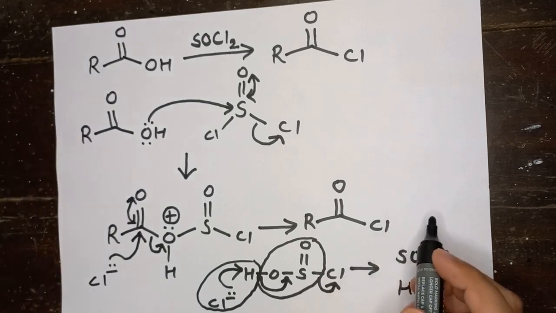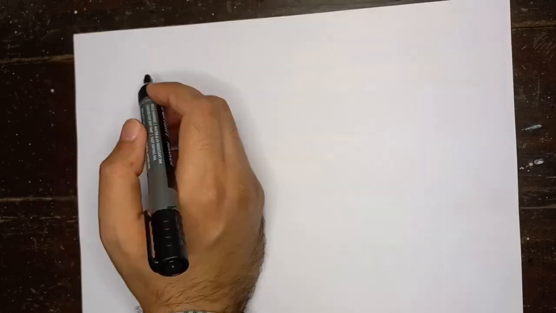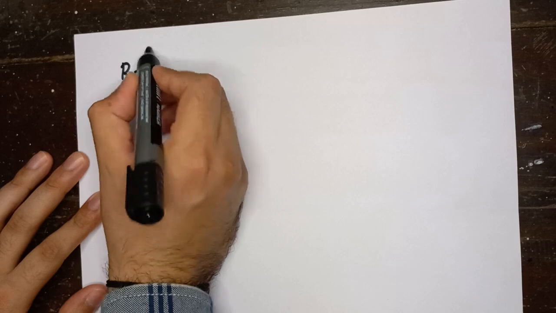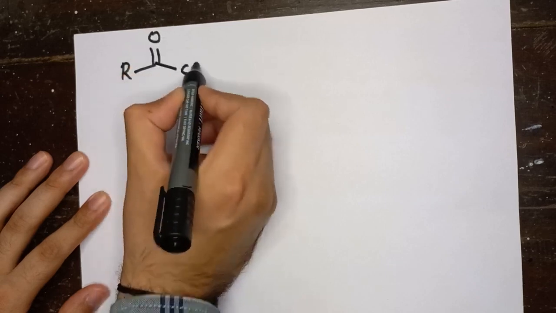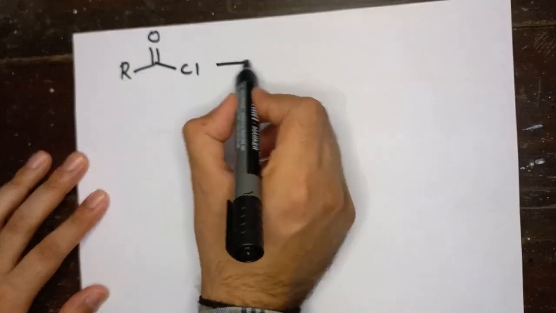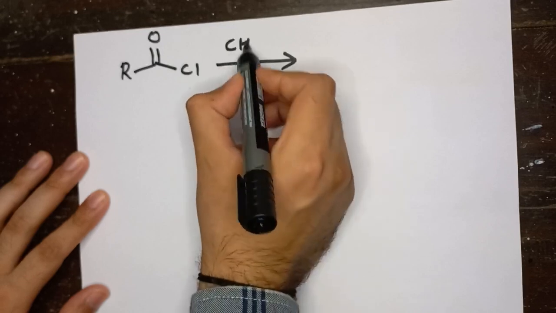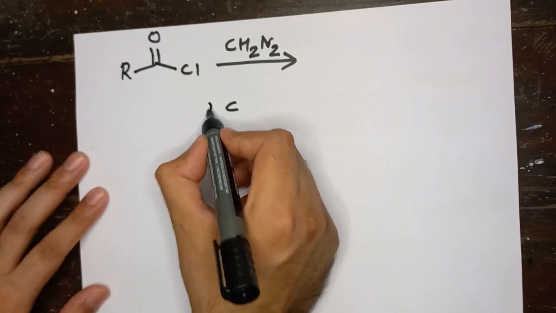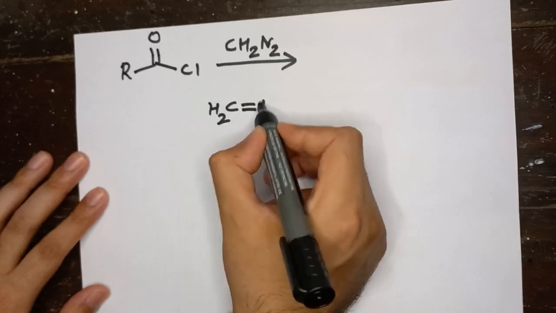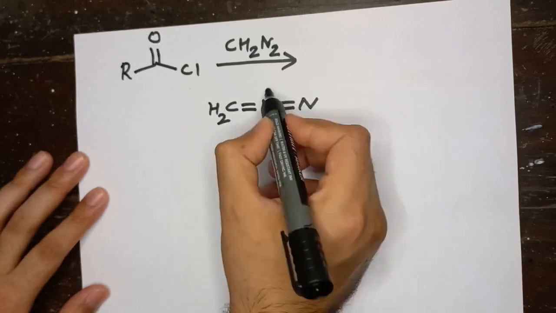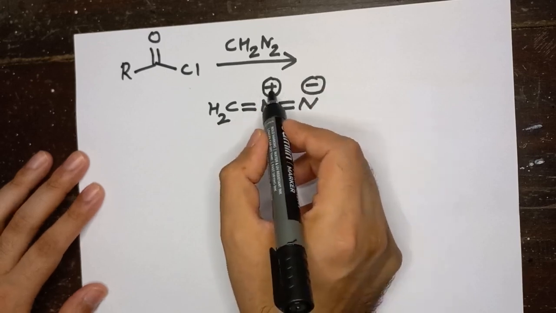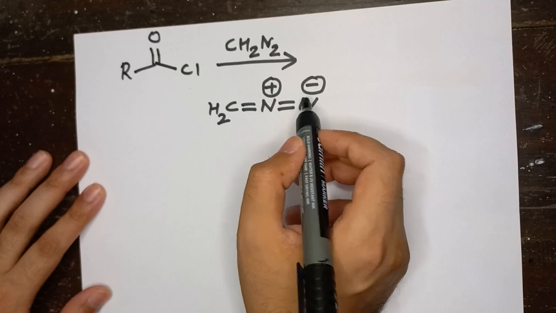Now the second step is going to be the addition of diazomethane. So now let's look at it. We have generated acyl chloride. We have converted carboxylic acid into acyl chloride. Now we are going to add diazomethane into it. So the structure of diazomethane is like this. Overall, it's a neutral molecule. We can see one positive and one negative charge.